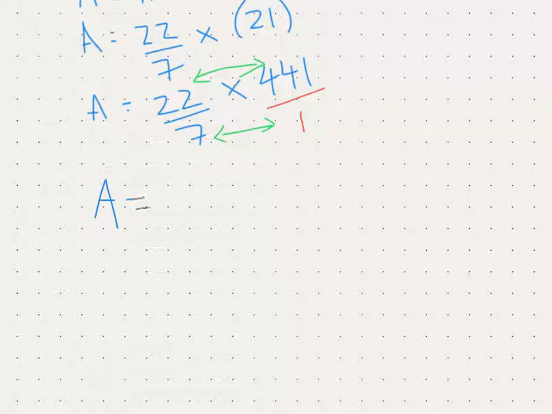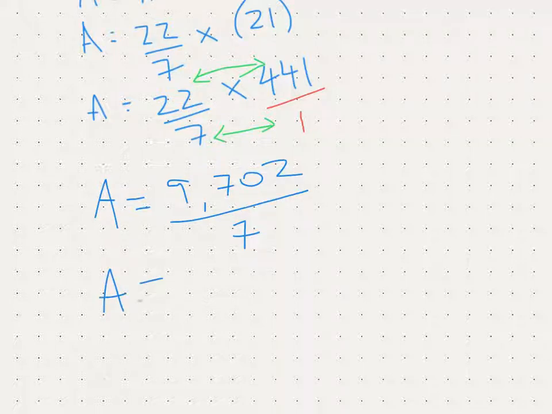Area will become, now I'm not too sure off the top of my head what 22 multiplied by 441 is, so let me check that. Okay, Google, what is 22 times 441? 22 times 441 is 9,702. Okay, so it's 9,702. And on the bottom line, I've got 7 times 1, which is just 7.